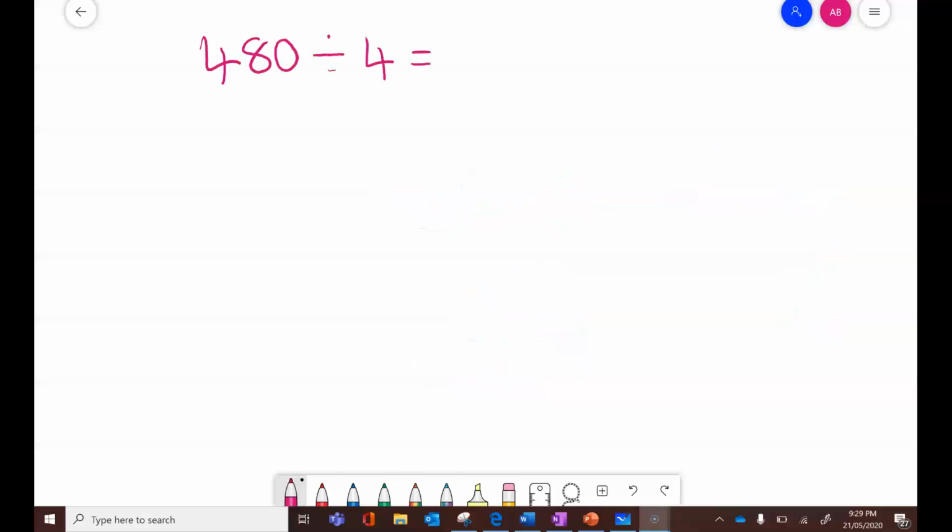Okay, you're going to give this one a try by yourself. So we're going to put it into the algorithm, then you're going to pause the video, try the algorithm by yourself, and then check to see if you got the right answer. So we'll put it into the algorithm format. So we'll draw our little square type shape. We'll put 480 inside, and then we will be dividing that by 4. So pause the video and see how you go with this one.